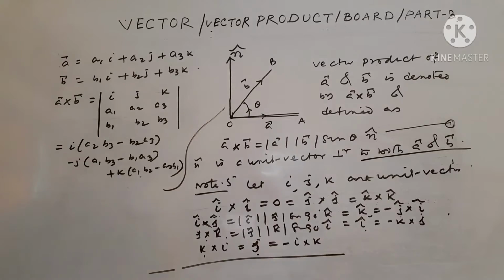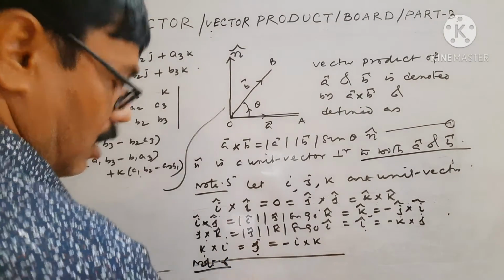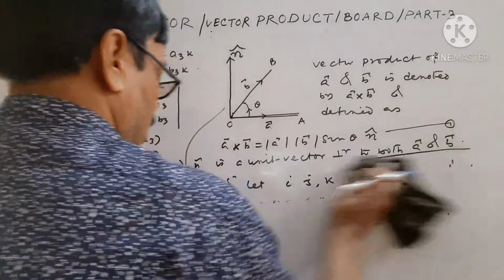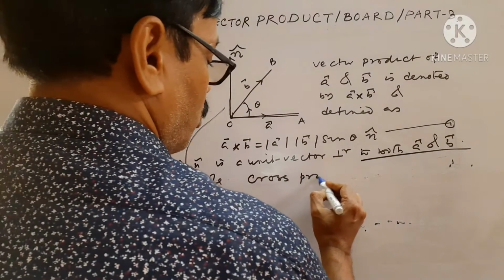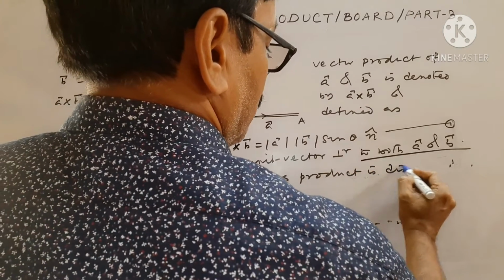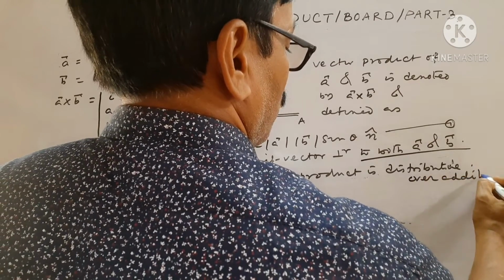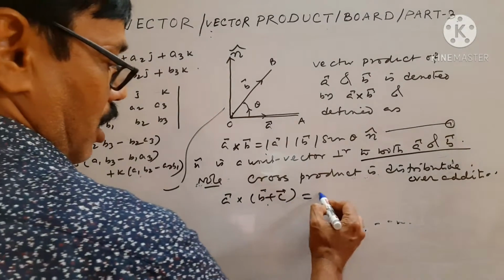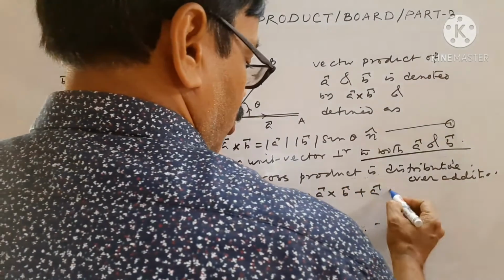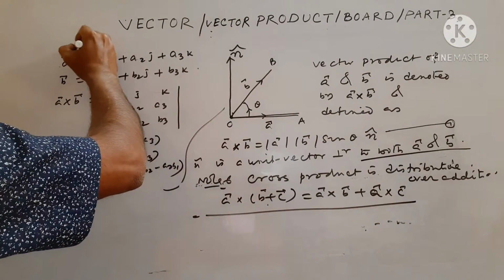Now listen. There is also another note, note 6. What is note 6? Cross product is distributive over addition. That is, A cross (B plus C) equals A cross B plus A cross C. So this is note 6. Now this one is note 7.